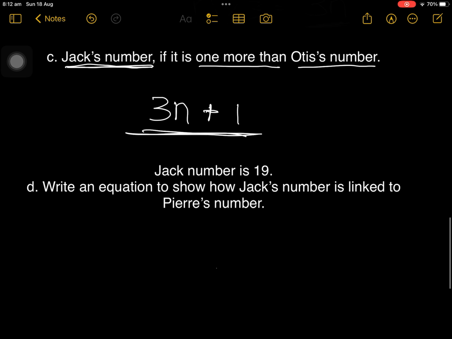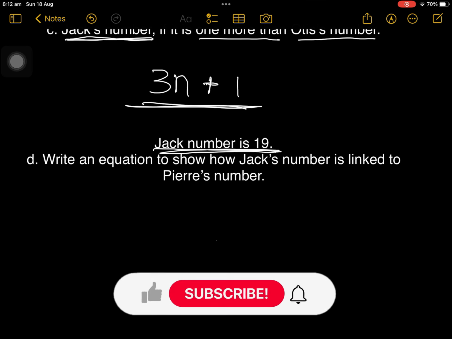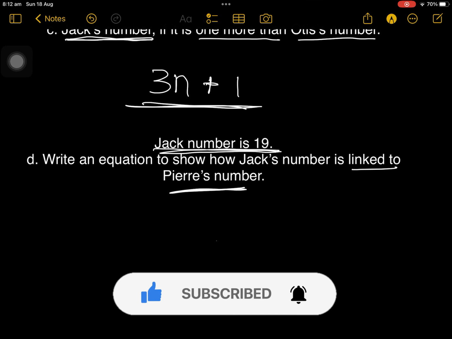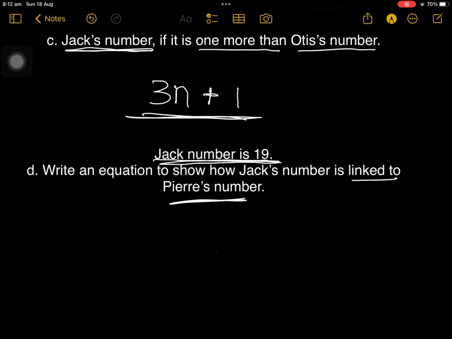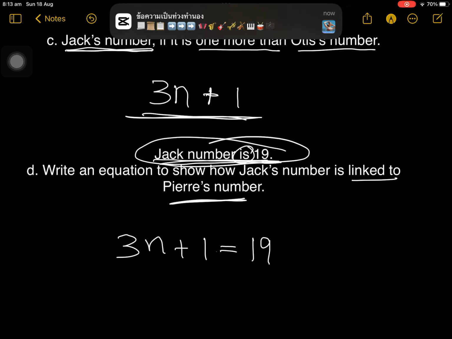Okay. So for letter D, Jack's number is 19. Write an expression to show how Jack's number is linked to Fear's number. So Jack's number is 19. But look at letter C. Jack's number, if it is one more than Otis' number, is 3n plus 1. And from the statement in letter D, Jack's number is 19. 'Is' means equal. Okay, and then put 19. So you already have an equation now.